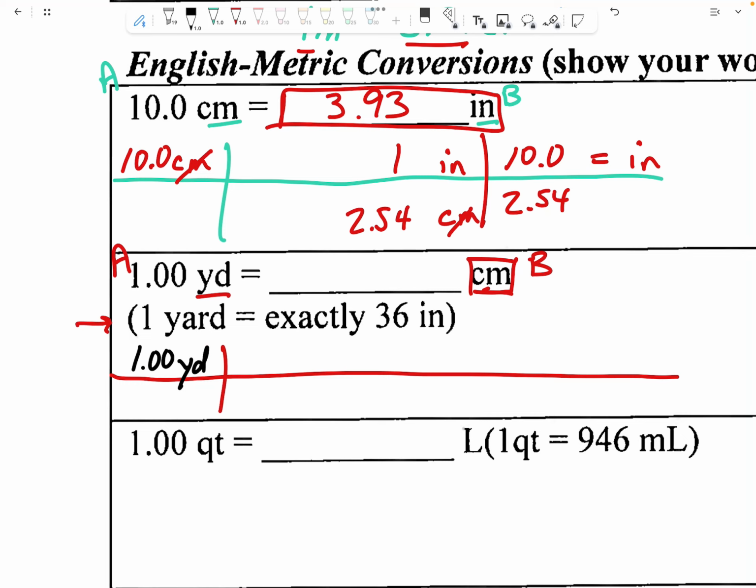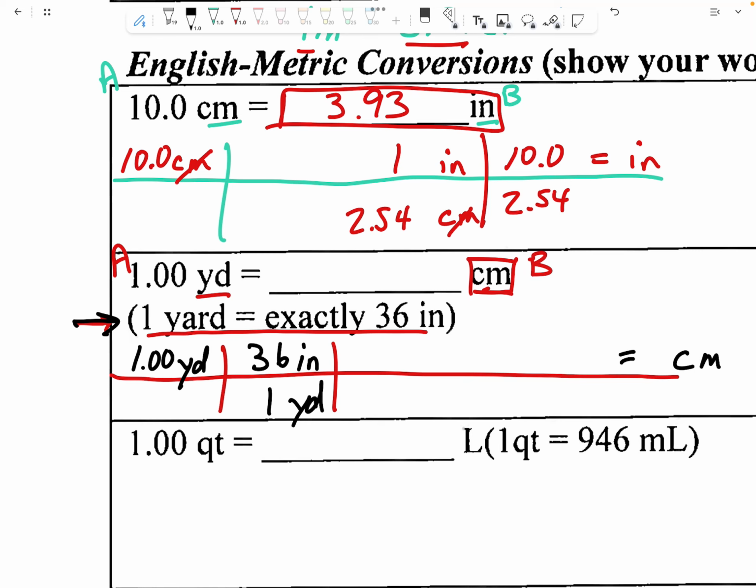Okay, and since we have yards on top, and this is the conversion factor with the yards, we're going to put yards down here, and we're going to put inches on top because that's this conversion factor right here. And so 1 goes with the yard, and 36 goes with the inches. That's from our conversion factor. Oh, we didn't write down our B. Oops, sorry about that. We're trying to find centimeters. There we go. We still can't find centimeters yet because we still have inches up there.